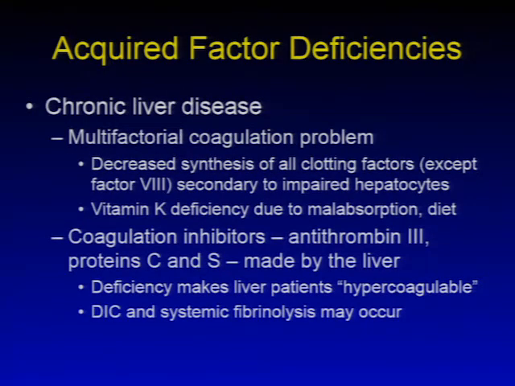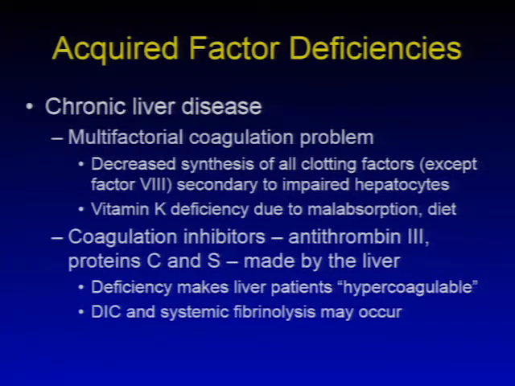Acquired factor deficiencies. Chronic liver disease here presents a multifactorial problem. All the clotting factors in our bodies, except for factor VIII, are made in the liver, and factor VIII being made in the endothelium. And vitamin K deficiency, as just described, can also contribute in these situations. But another important point that needs to be remembered is that the inhibitors of coagulation, specifically antithrombin 3 and proteins C and S, are also made by the liver.